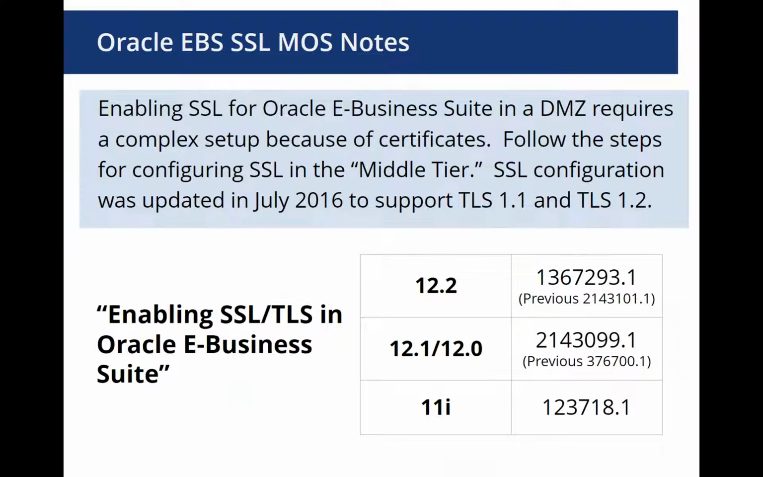These are the MetaLink notes here. A very key point is that there are new versions of these documents as of July 2016. If you look on the internet for an SSL configuration document, or just search in MetaLink, 2 different documents will show up. You need to make sure you get the right version, because the July 2016 versions, which I've highlighted here, tell you how to actually enable the TLS 1.1 and 1.2 support. The key point is that 11i does not support TLS 1.1 or 1.2.